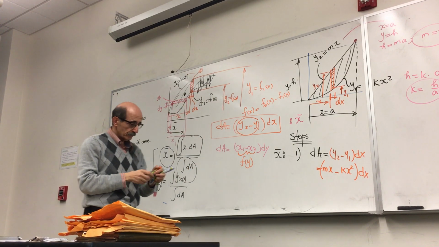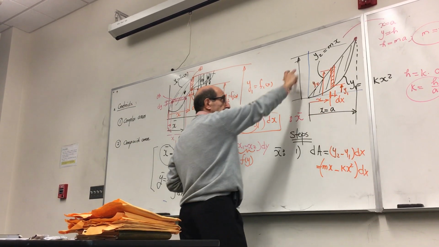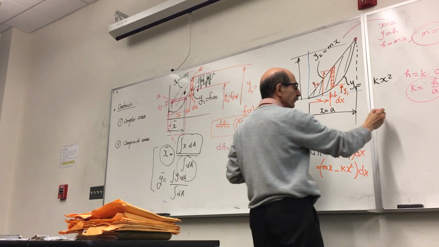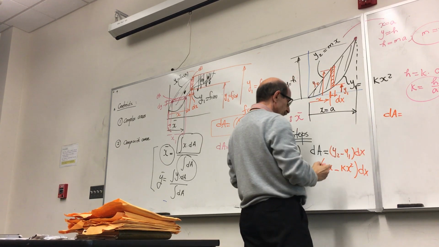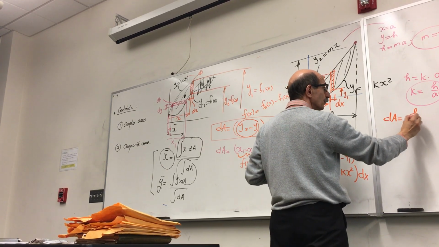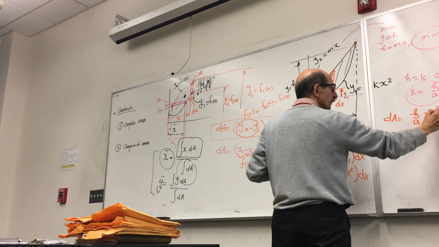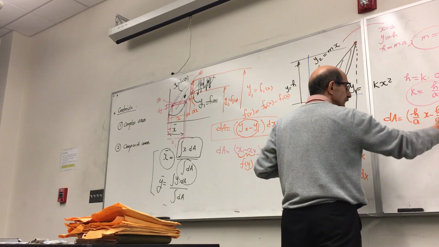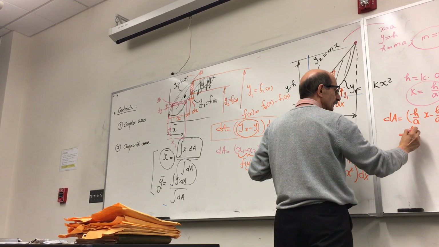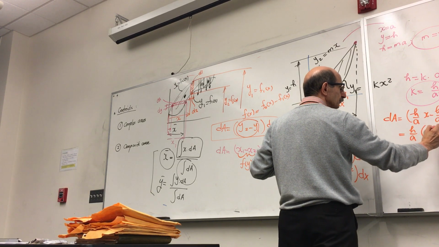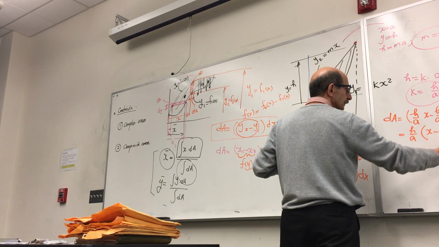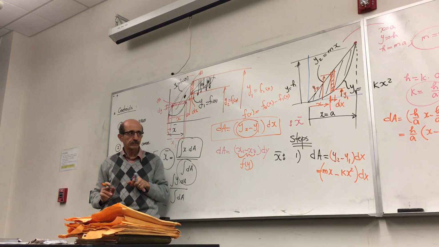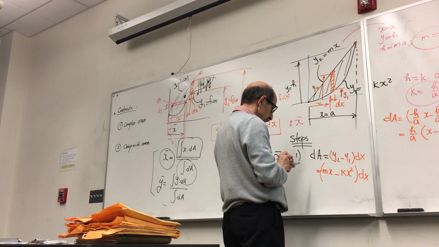I'll put them in here so we can find them in terms of the given values of that point. So if I do that, I get dA is equal to h over a x minus h over a squared x squared dx, or I would simplify that: h over a times x minus x squared over a dx. So that's step number one. I fully described dA.